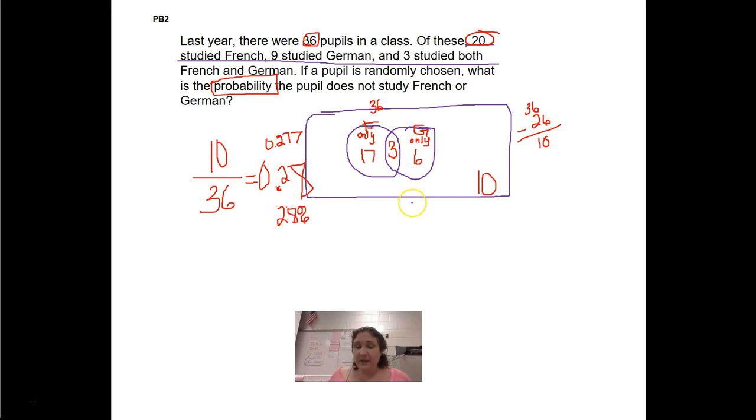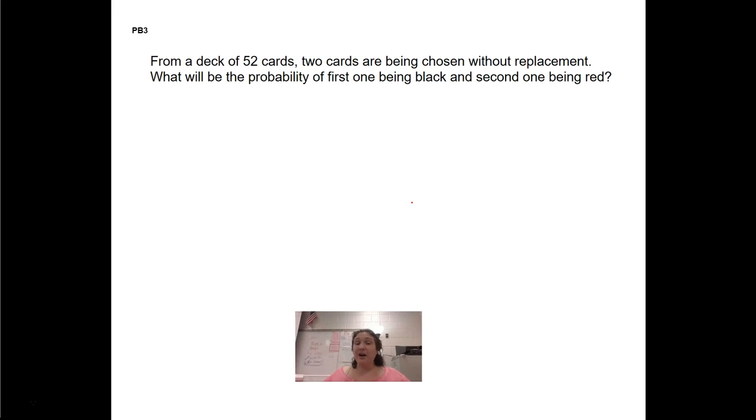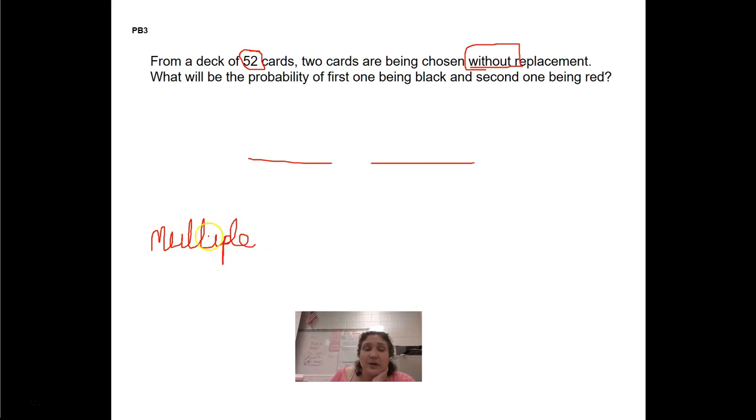Okay, next, done. From a deck of cards, here's a deck of cards question. 2 cards are being chosen without replacement. Okay, this was nice. They told us that there were 52 cards to begin with. What is the probability that the first one will be black and the second one will be red? So we know 2 things are going to happen. Now, I've told you in the past that when you have multiple probabilities, you multiply. The only time that you don't is if it says or. Multiple probabilities, multiply.